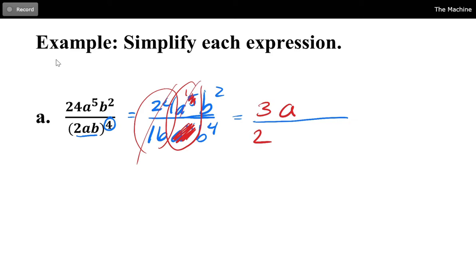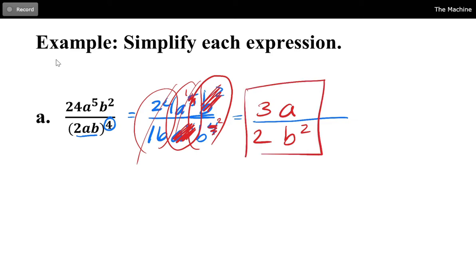Done with the a's now. And then let me do my b's. I've got more b's on the bottom, so all of these will cancel with 2 of these, leaving me 2 remaining. So b squared on my denominator, and that's it. There we go. If you reduce as you multiply, you don't have to reduce later. So let's move on now to the next one. This one was a monomial.